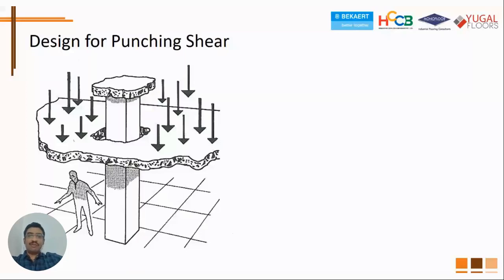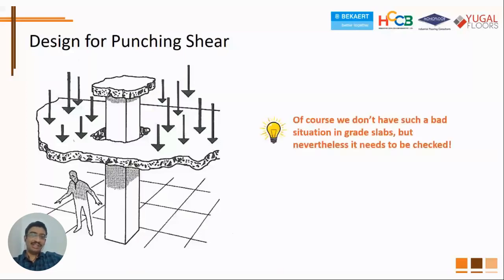Now, coming to design for punching. So what do you mean by punching shear? Of course, in layman's terms, this is just a representation of that. You punch through, make a hole in a slab because of this kind of loading condition, and that essentially is punching. But of course, you don't have such a bad situation as is depicted in the image for grade slabs. But nevertheless, it needs to be checked, because sometimes for very thin slabs, it could be possible that it is governing in design, but normally it doesn't.